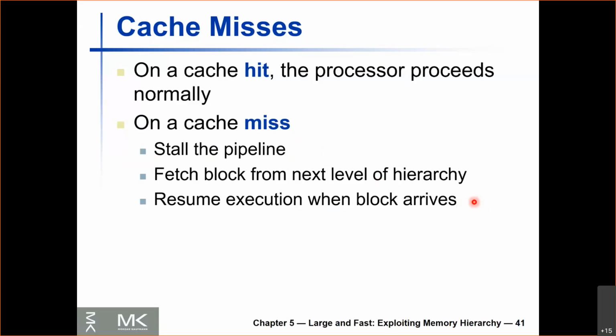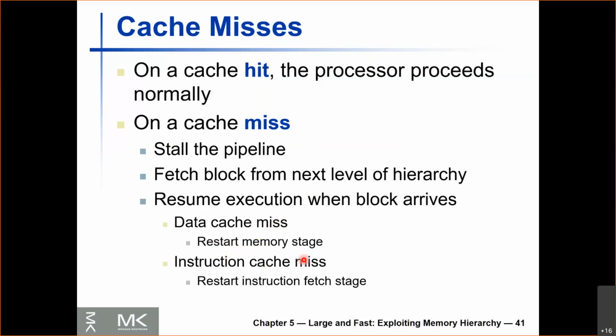Stalling the pipeline. Which stage do I stall in until the data arrives? Right, the memory stage or what? No, not the ID stage, the instruction fetch stage, exactly. So I have two different memory structures in my data path, right? If I have a data cache miss, I'm going to have to stall in the memory stage, and when the data arrives, I'm going to restart the memory stage. If I have an instruction cache miss, then I'm going to have to stall in the instruction fetch stage, and I'm going to have to restart the instruction fetch stage when the data arrives.